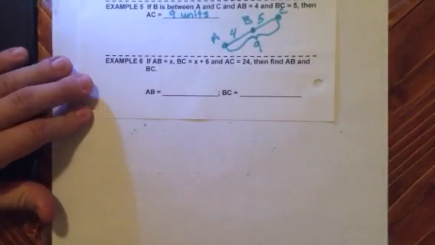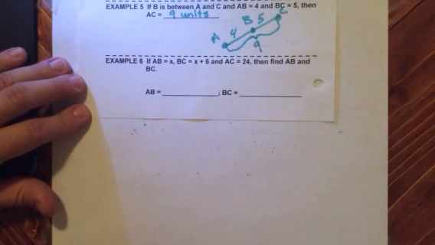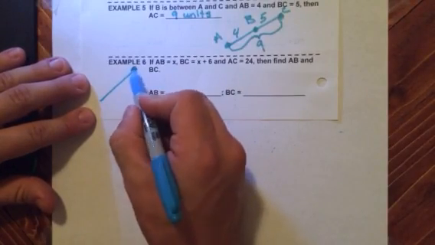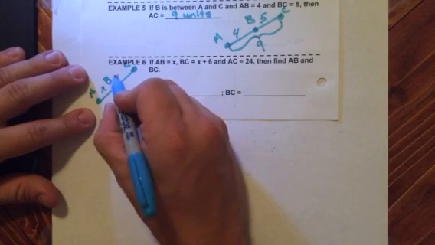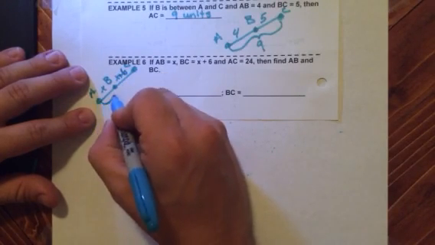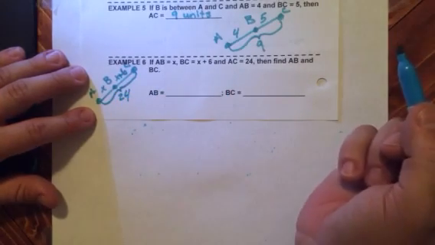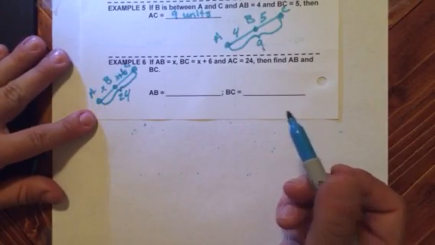Let's look down at example number 6. If AB equals x, and BC equals x plus 6, and AC equals 24, then find AB and BC. Well, this gets a little bit more complicated. We're still going to say that AC is our segment. We're still going to say that B is in the middle. And we're going to say AB is x and BC is x plus 6. And I know that the whole thing is 24. Now, what they've done here is they've taken our formula of part plus part equals whole, and they're asking us to plug in and solve for x, which is just basic algebra.